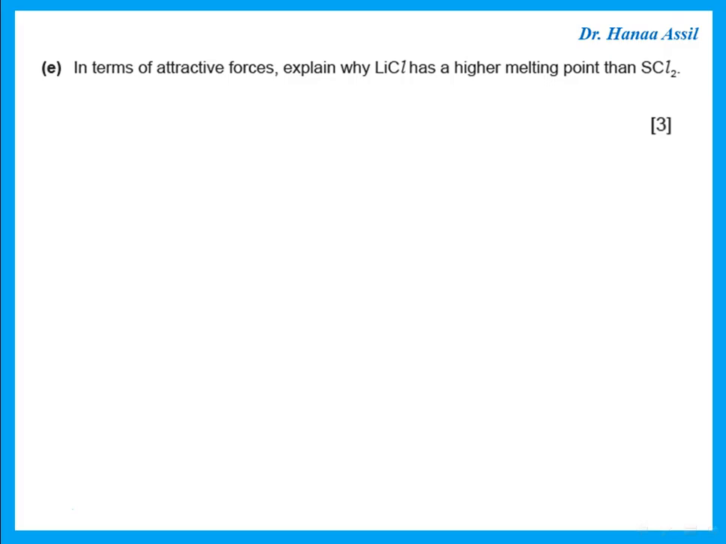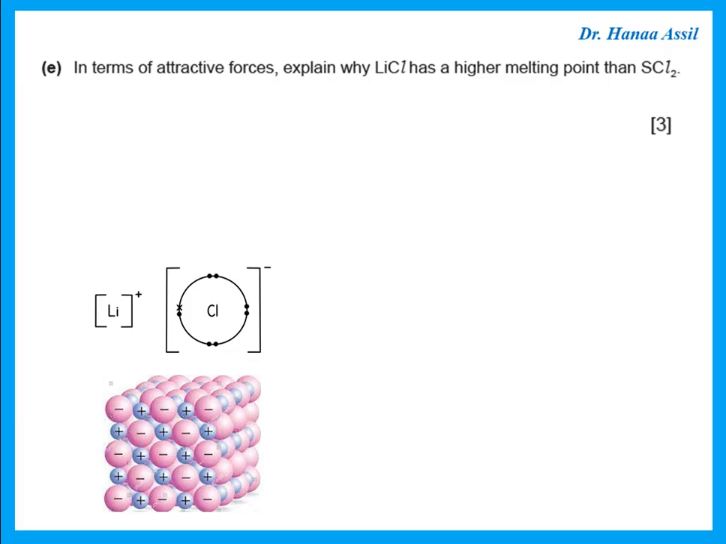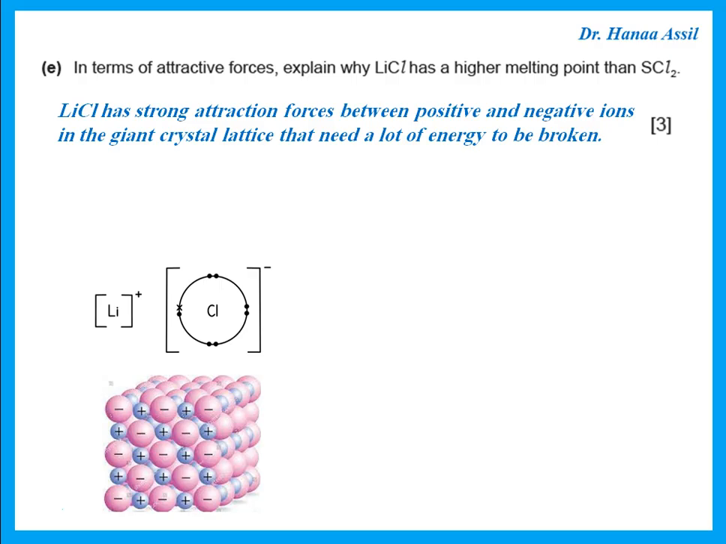In terms of attractive forces, explain why lithium chloride has a higher melting point than sulfur chloride or sulfur dichloride. Okay, looking at lithium chloride, we said it is ionic. What does that mean? It means you should know that ionic compounds, if I'm talking about their structure, are a giant three-dimensional crystal lattice with alternating positive and negative ions. That means I don't just have one lithium with one chlorine. No, I have a giant molecule with many, many positive and negative ions. And that means lithium chloride has strong attraction forces between the positive and negative ions, or between the oppositely charged ions, in a giant crystal lattice. So I don't just have a few of them. And all of this needs a lot of energy to be broken.